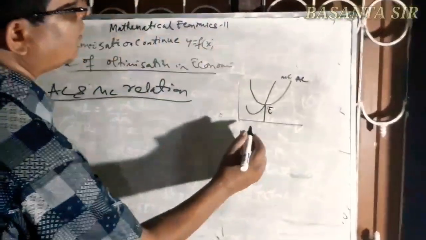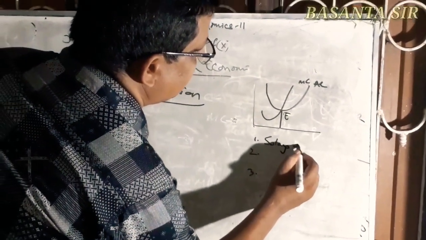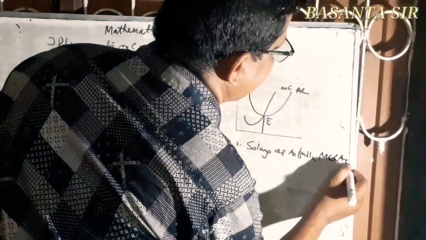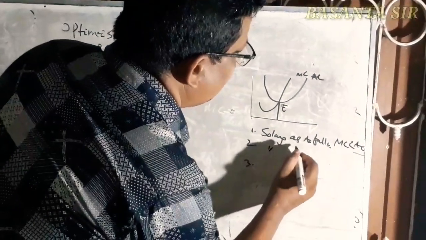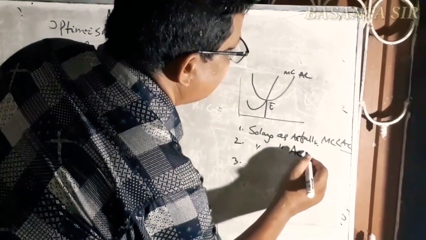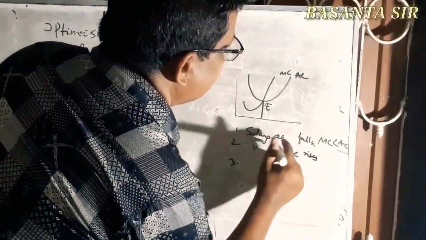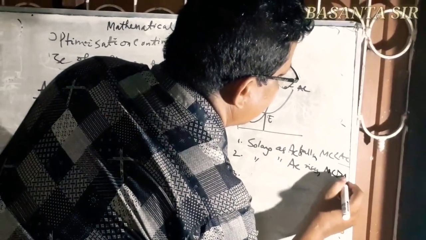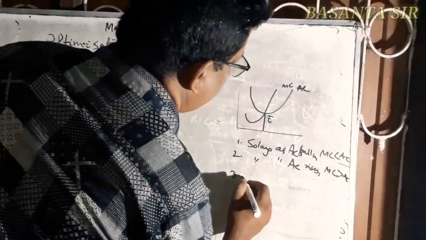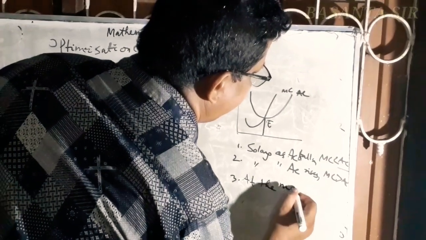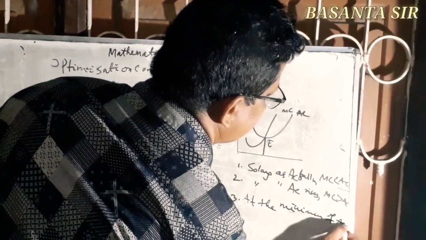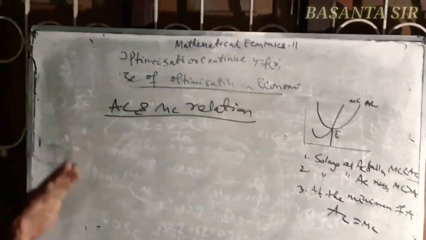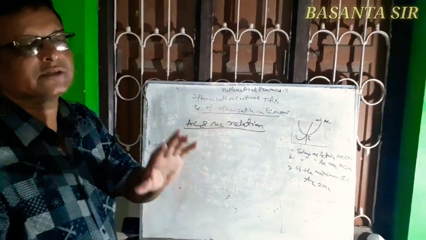First relation is, so long as SC falls, MC less than AC. Again, so long as SC rises, MC greater than AC. And third relation is, at the minimum of SC, SC equal to MC. We can prove this by taking our optimization problem or optimization conditions.